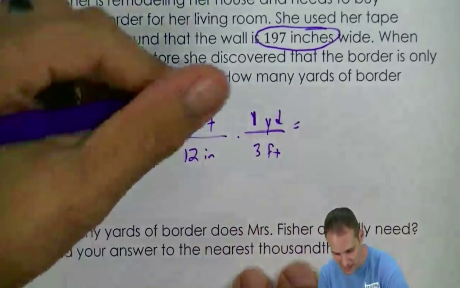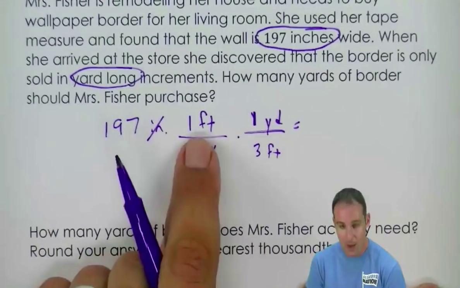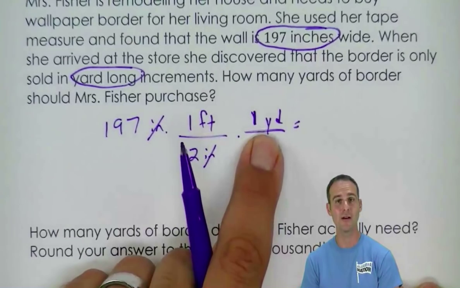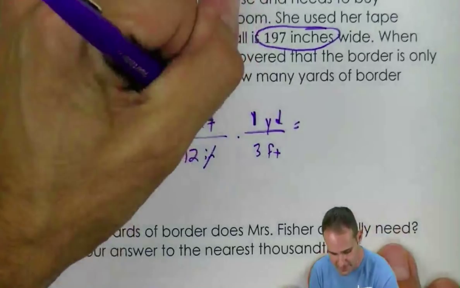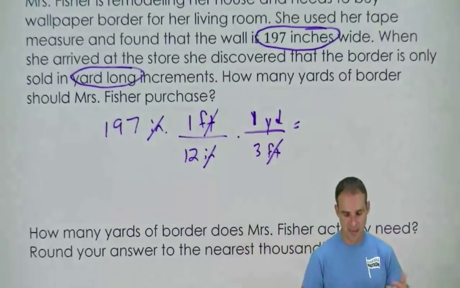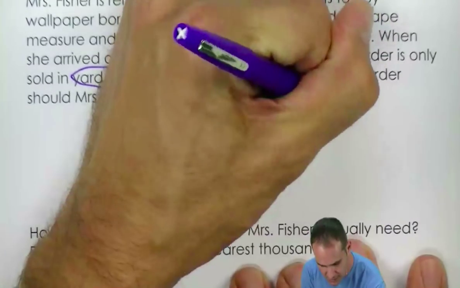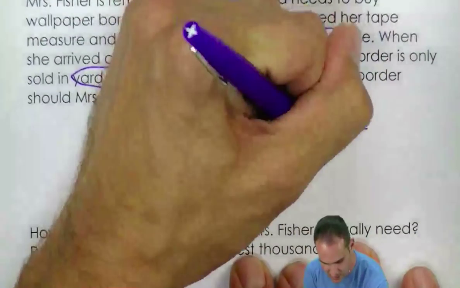Then inches divided by inches will be equivalent to 1. Then I want to convert from feet to yards. We know for every 3 feet, there's 1 yard. So these two are equivalent, and this is what's called a unit conversion. Then I have feet divided by feet will give me ultimately yards. Now I have 197 times 1 times 1 is just 197 yards divided by 12 times 3 is 36.